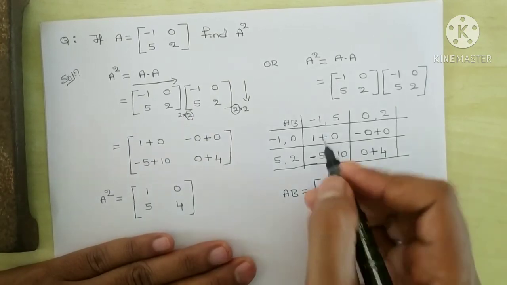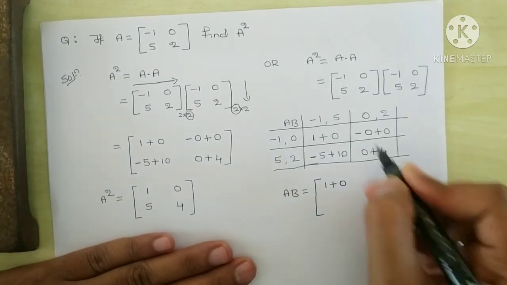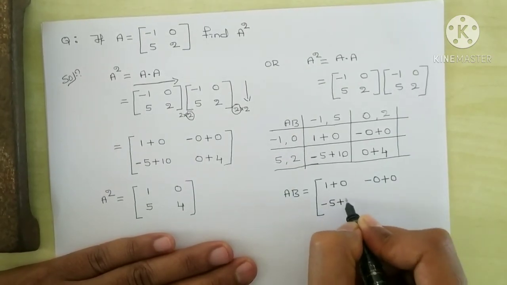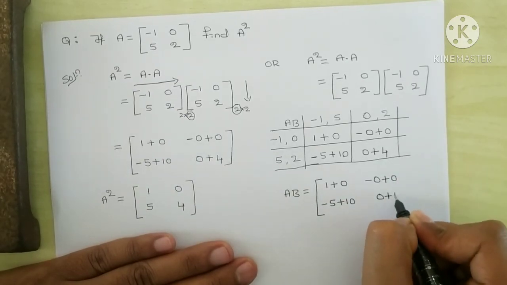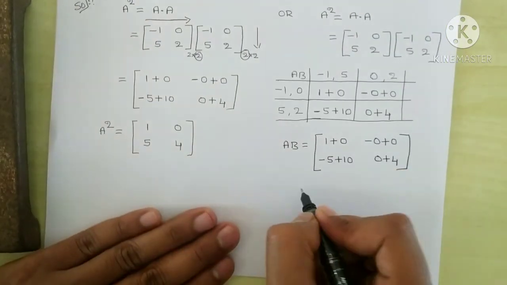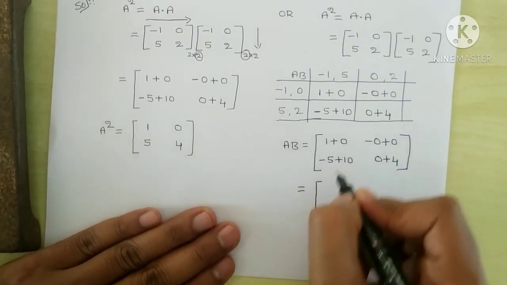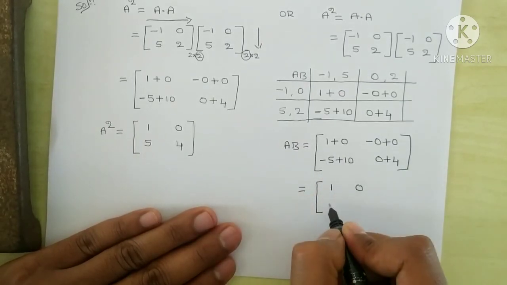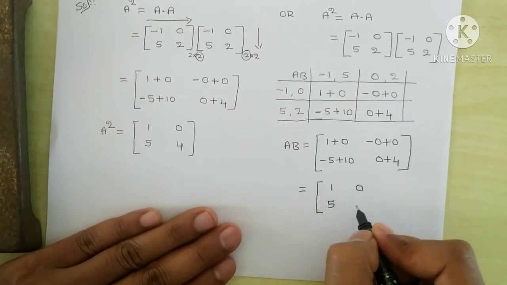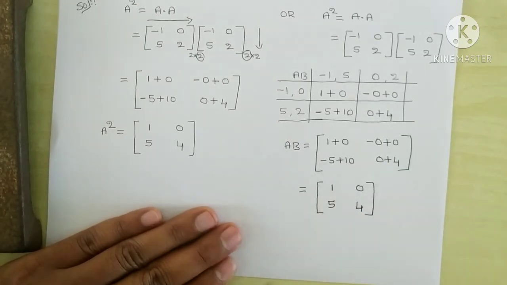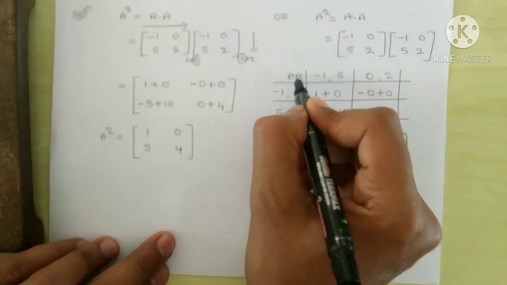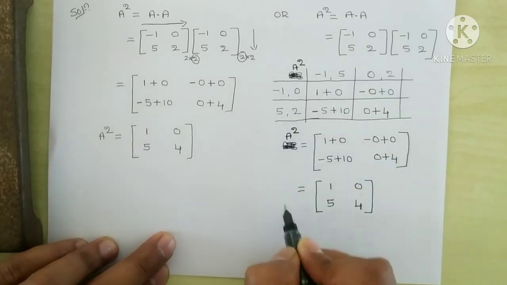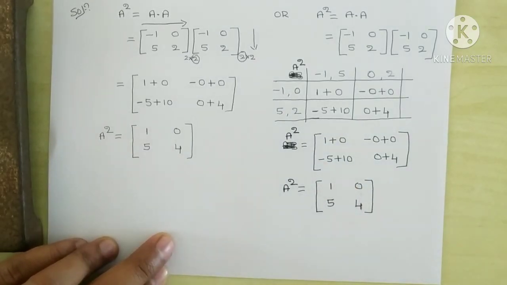Therefore, in matrix form, note down. First value is 1 plus 0. Second element minus 0 plus 0. Third element minus 5 plus 10. Last one 0 plus 4. Which is equal to: 1 plus 0 is 1, minus 0 plus 0 is 0, minus 5 plus 10 is plus 5, 0 plus 4 is 4. So this is the value of A square.